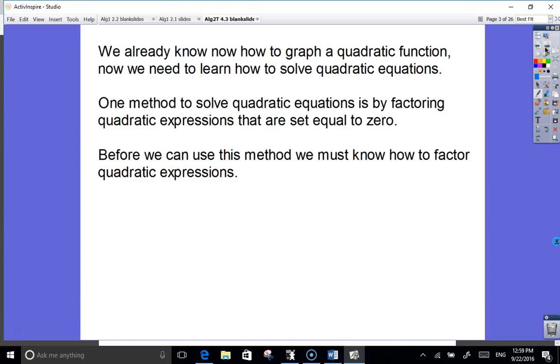All right. So we already know how to graph a quadratic function. That's what we did in the last couple of lessons. Now we learn how to solve the equations. And one method to solving is by factoring quadratic expressions that are set equal to 0. So before we can do that, we need to know how to factor. So that's where we're going to go.